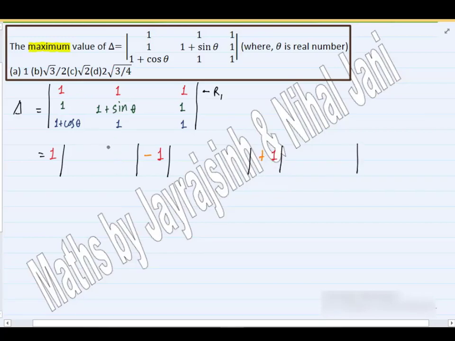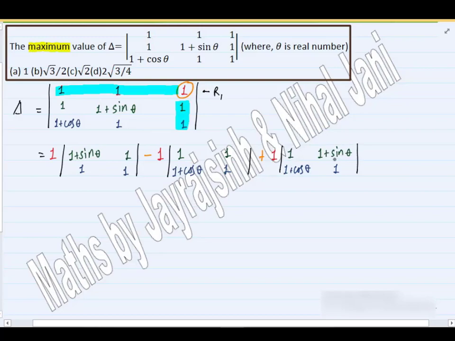Okay, now let's fill the first determinant by eliminating first row and first column. So will give us 1 plus sine theta, 1 and 1, 1. Okay, now next element is in first row second column, so it will be 1, 1 and 1 plus cos theta. Similarly, our last determinant will be 1, 1 plus sine theta, 1 plus cos theta, and 1.